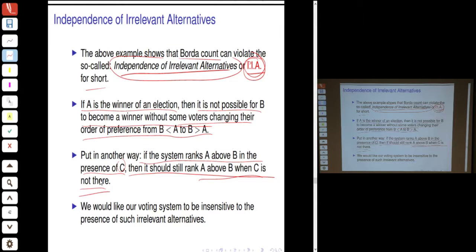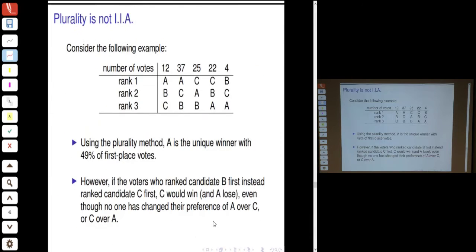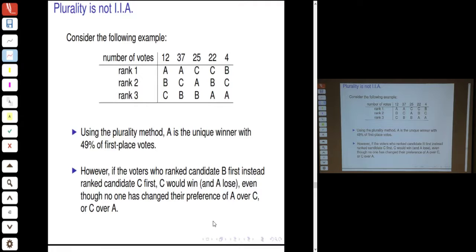Okay? So in some sense, this is asking for some consistency. You have some method of finding the relative scores for various candidates and declaring the winner by virtue of that. But if you look at every pair of candidates, then your final outcome should be consistent. Okay, it should be consistent down to the level of every pair of candidates, or at least the winning candidate. So we would like our voting system to be insensitive to the presence of such irrelevant alternatives. So plurality does not satisfy independence of irrelevant alternatives.